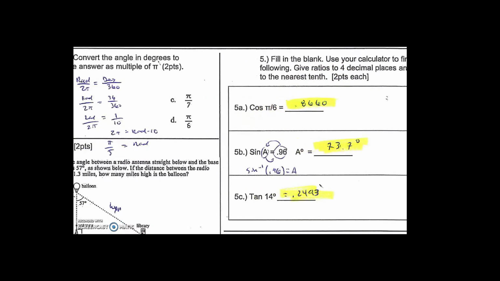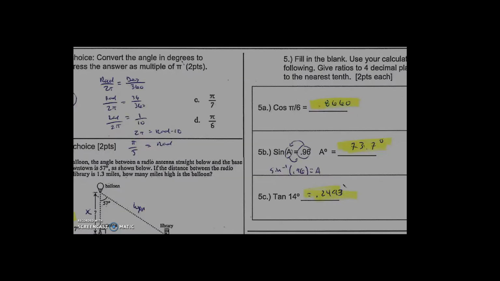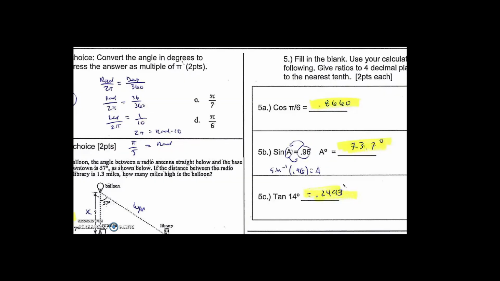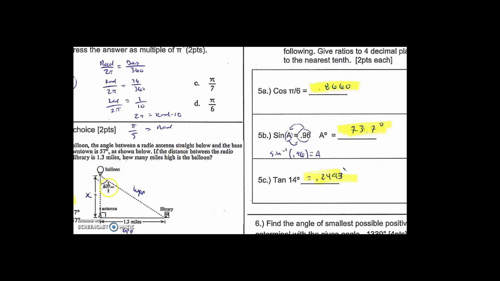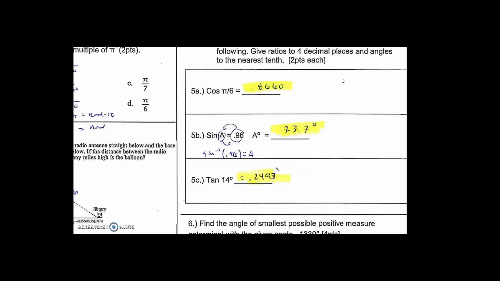So let me give you a hint of what a ratio is. Down here in this problem, tangent of an angle, tangent 57, equals opposite over adjacent. This is a ratio of the 2 sides. So over here, for question 5a, this is a ratio that's to 4 decimal places.